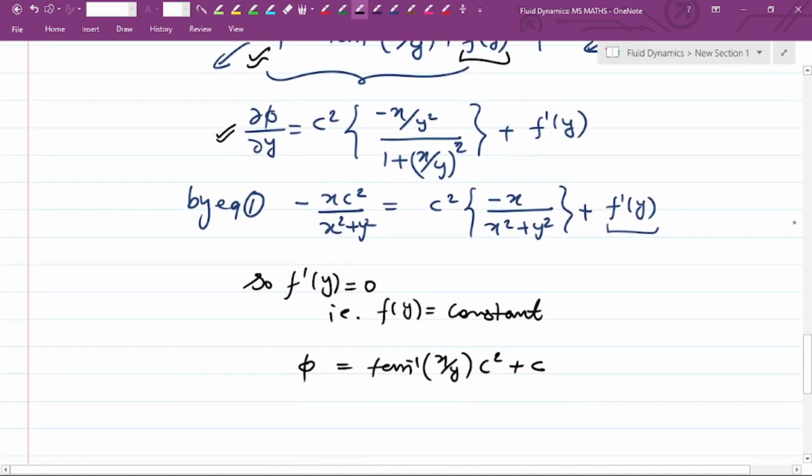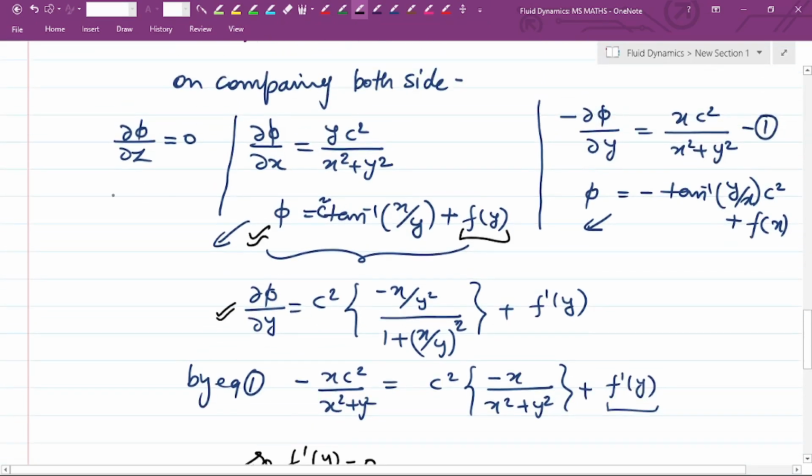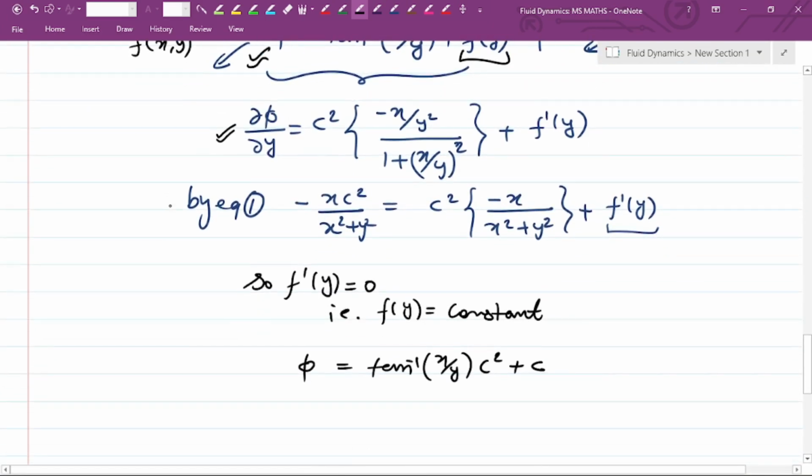Obviously the phi function should be unique. In this case the phi function is always a function of x and y. Whenever you differentiate with respect to z, it should be 0, so instead of treating it as a constant we will assume it is a function of x and y. Now you can see the phi function should be a function of x and y only. There should not be a z term here.